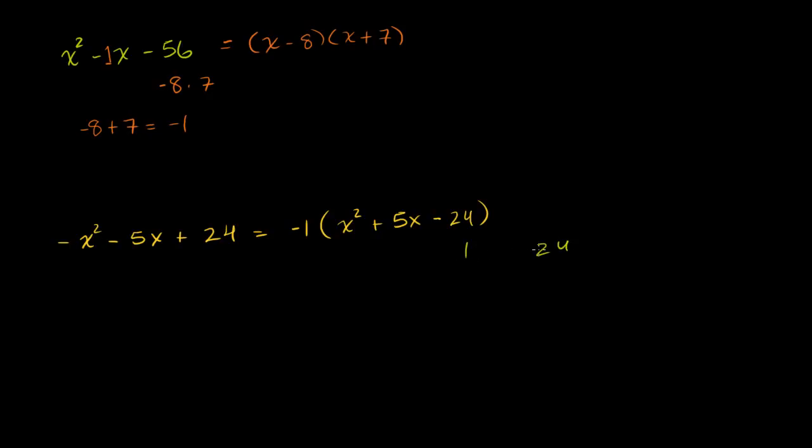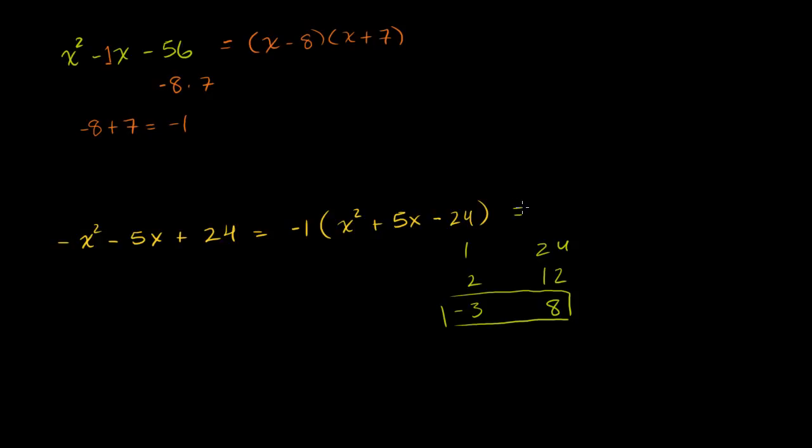So let's think about 24 as 1 and 24. If this is negative 1 and 24, it's positive 23. If it was the other way around, it would be negative 23. It doesn't work. What about 2 and 12? Remember, one of these has to be negative. If the 2 is negative, their sum would be 10. If the 12 is negative, their sum would be negative 10. Still doesn't work. 3 and 8. If the 3 is negative, their sum will be 5. So it works. Negative 3 and 8 work, because negative 3 plus 8 is 5, and negative 3 times 8 is negative 24.